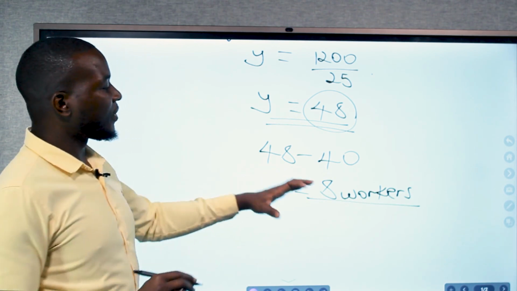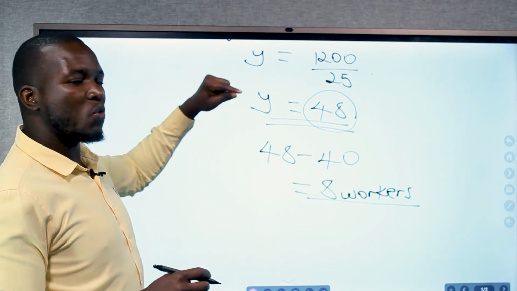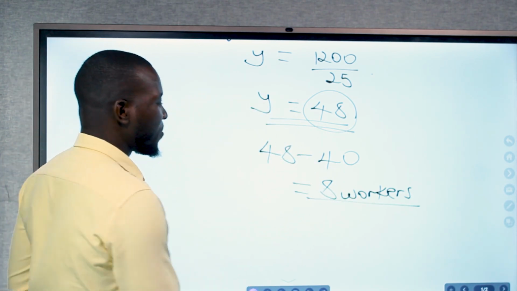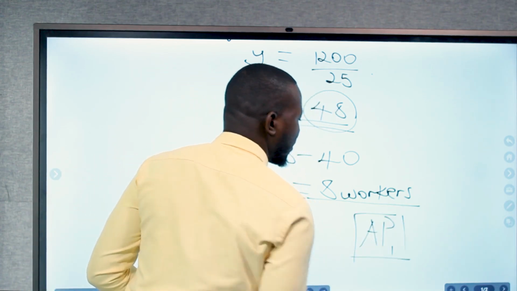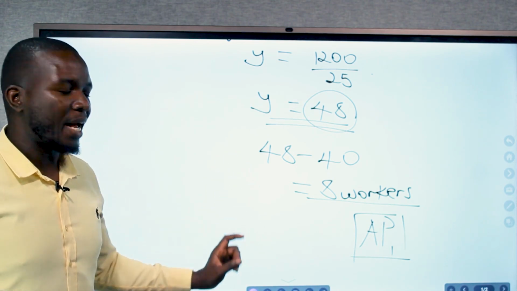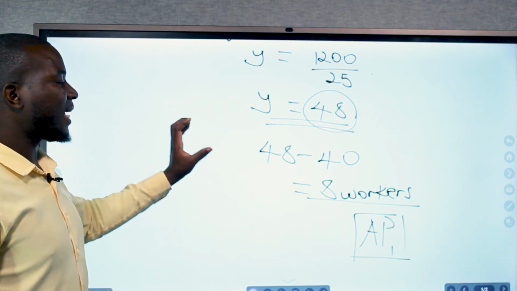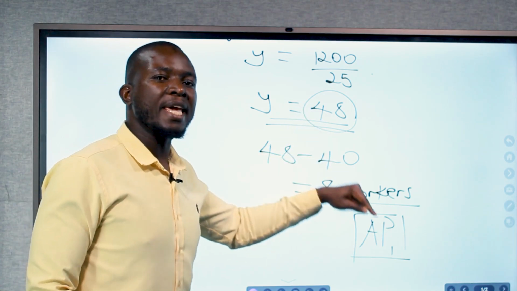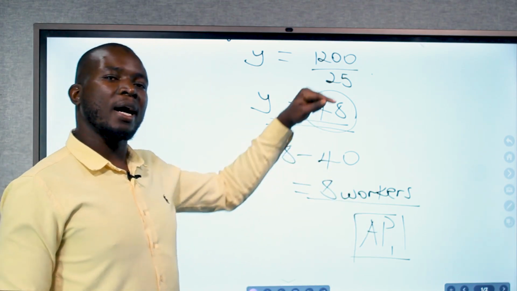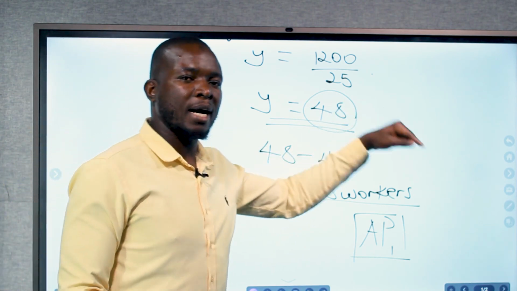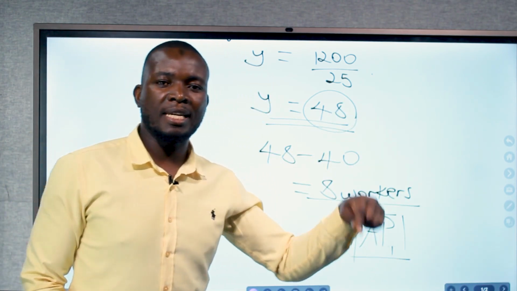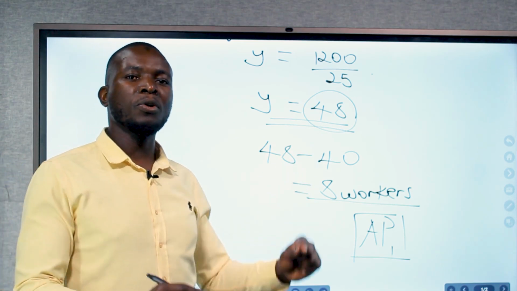Workers. Now, after getting those workers, you have to conclude. That's where you get the application mark. You have to conclude that therefore the site engineer will need 8 more workers, or will employ 8 more workers, for the work to get done in the required number of days.